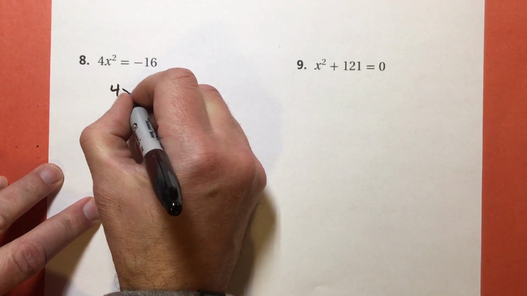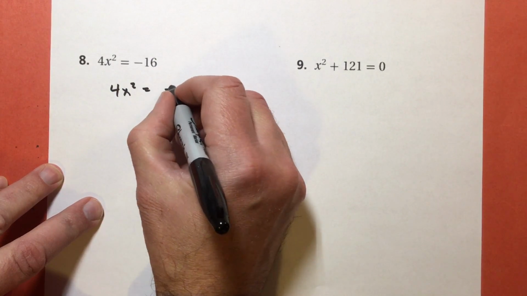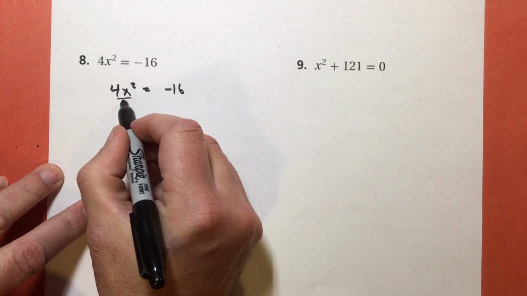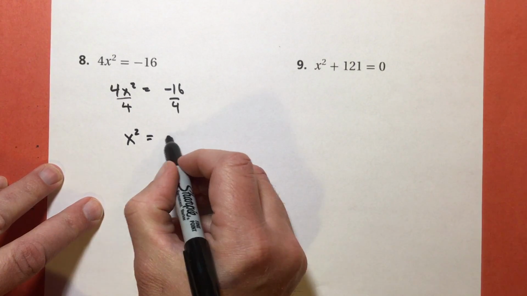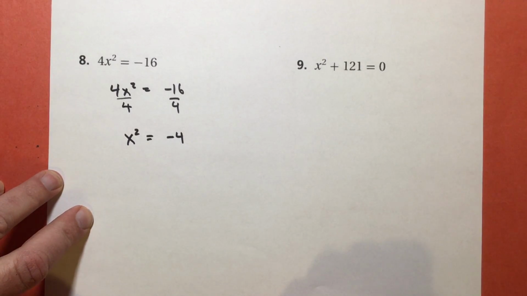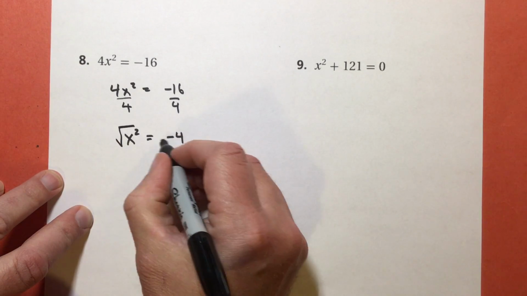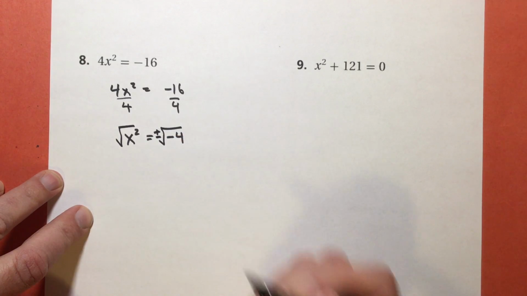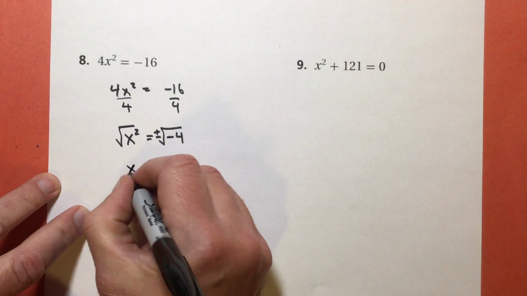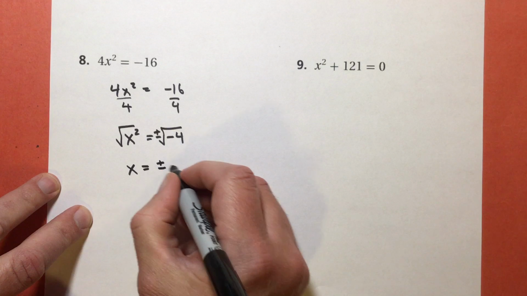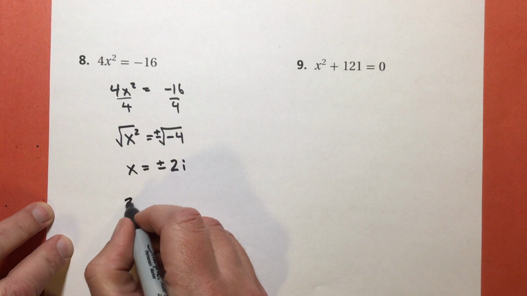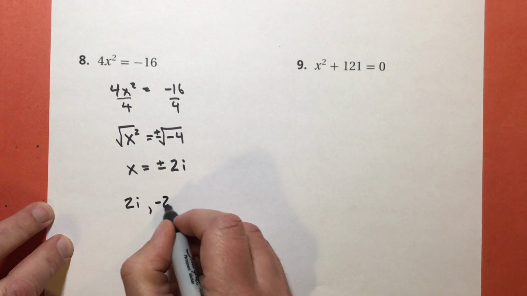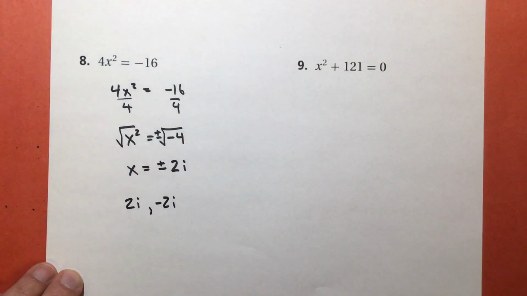Number 8, 4x to the second power equals -16. Divide both sides by 4, and I get x squared equals -4. Take the square root of both sides, don't forget the plus or minus, and I get x equals ±2i. So my roots are 2i and -2i, and those are complex conjugates of each other.